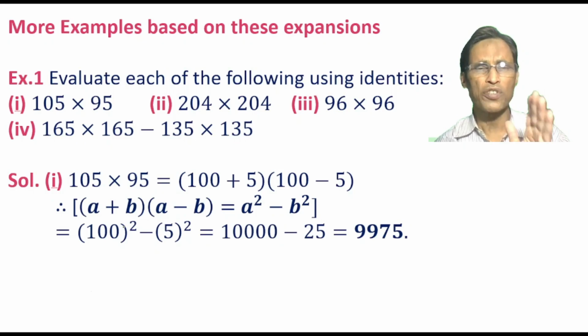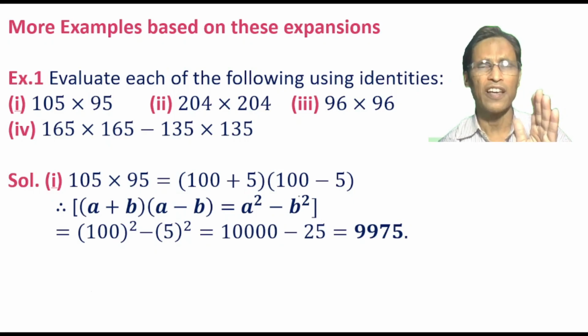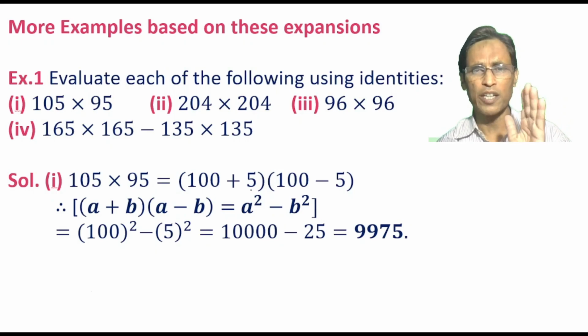Therefore, we proceed to find the value of each one by one. First of all, we take part 1, 105 into 95. To find the value of 105 into 95, we can proceed as 105 को हम एक्सप्रेस कर सकते हैं 100 plus 5 और 95 को एक्सप्रेस कर सकते हैं 100 minus 5 से। Therefore, to find the product of 105 and 95, we can find the product of 100 plus 5 into 100 minus 5.